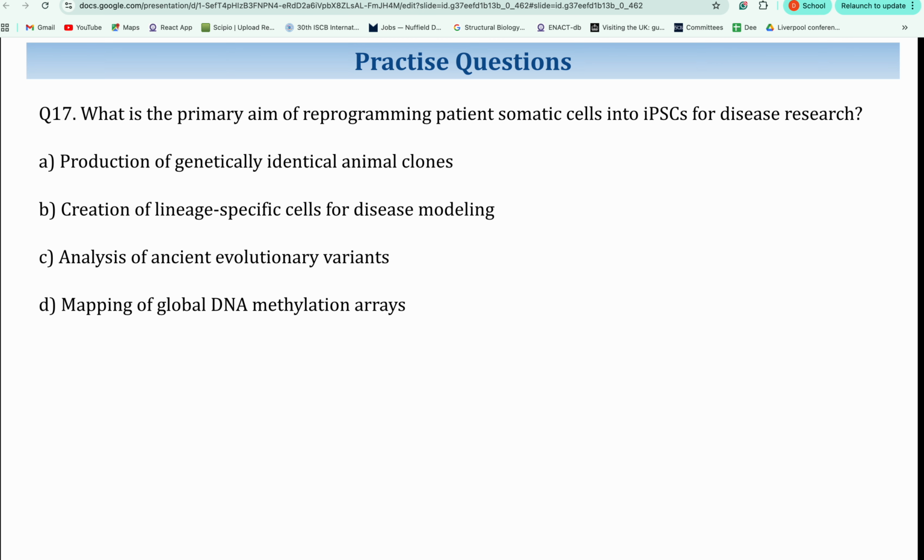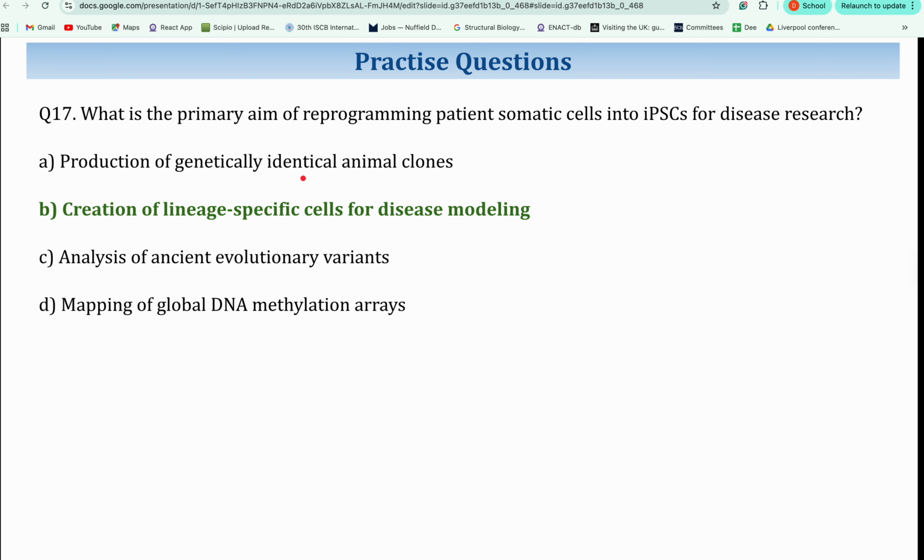Okay, so now let's see the right answer. The right answer is option B, that is creation of lineage specific cells for disease modeling. The main advantage is that the patient from whom the specific cells are obtained, they will be specific to that particular cell lineage. So in that way there are less chances of rejection of those cells.